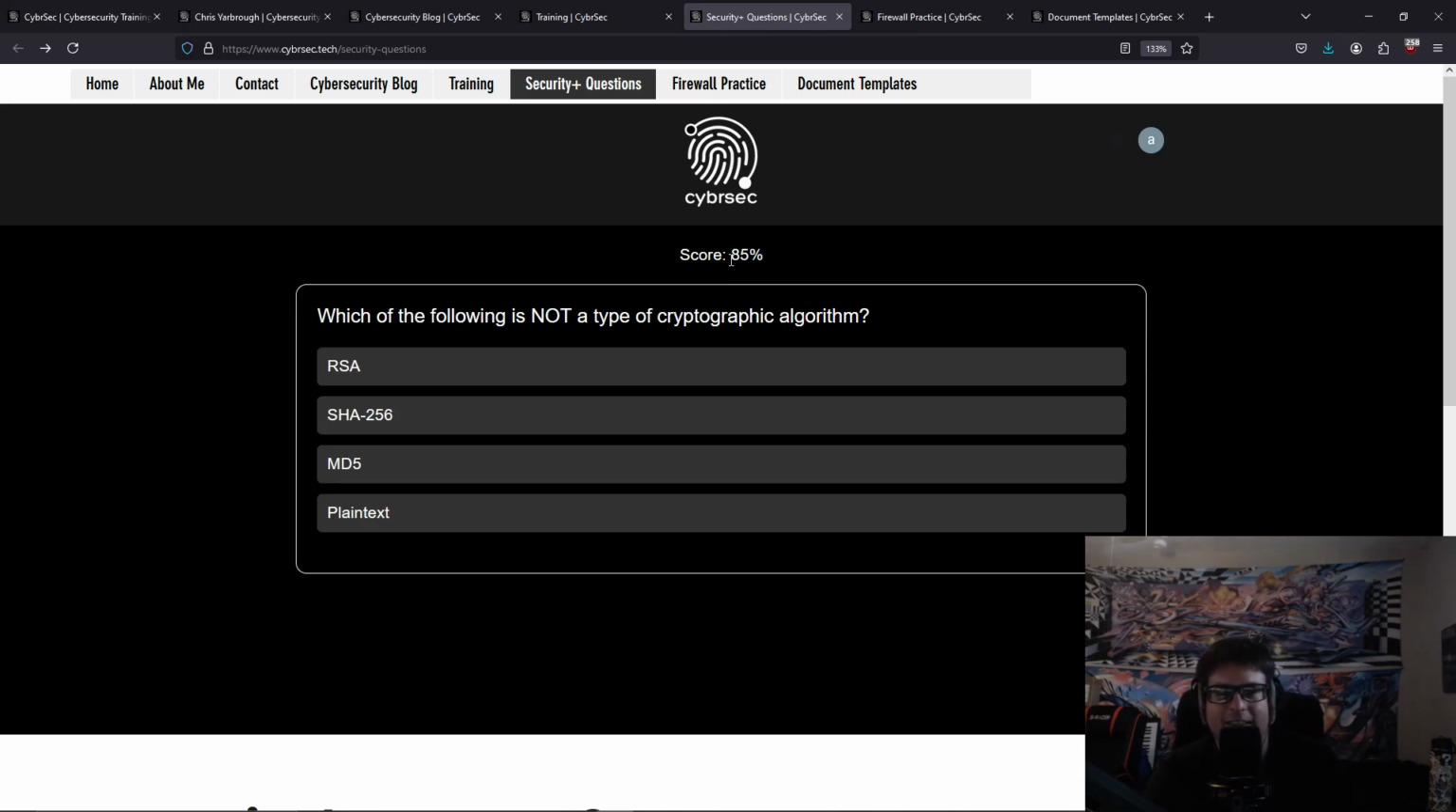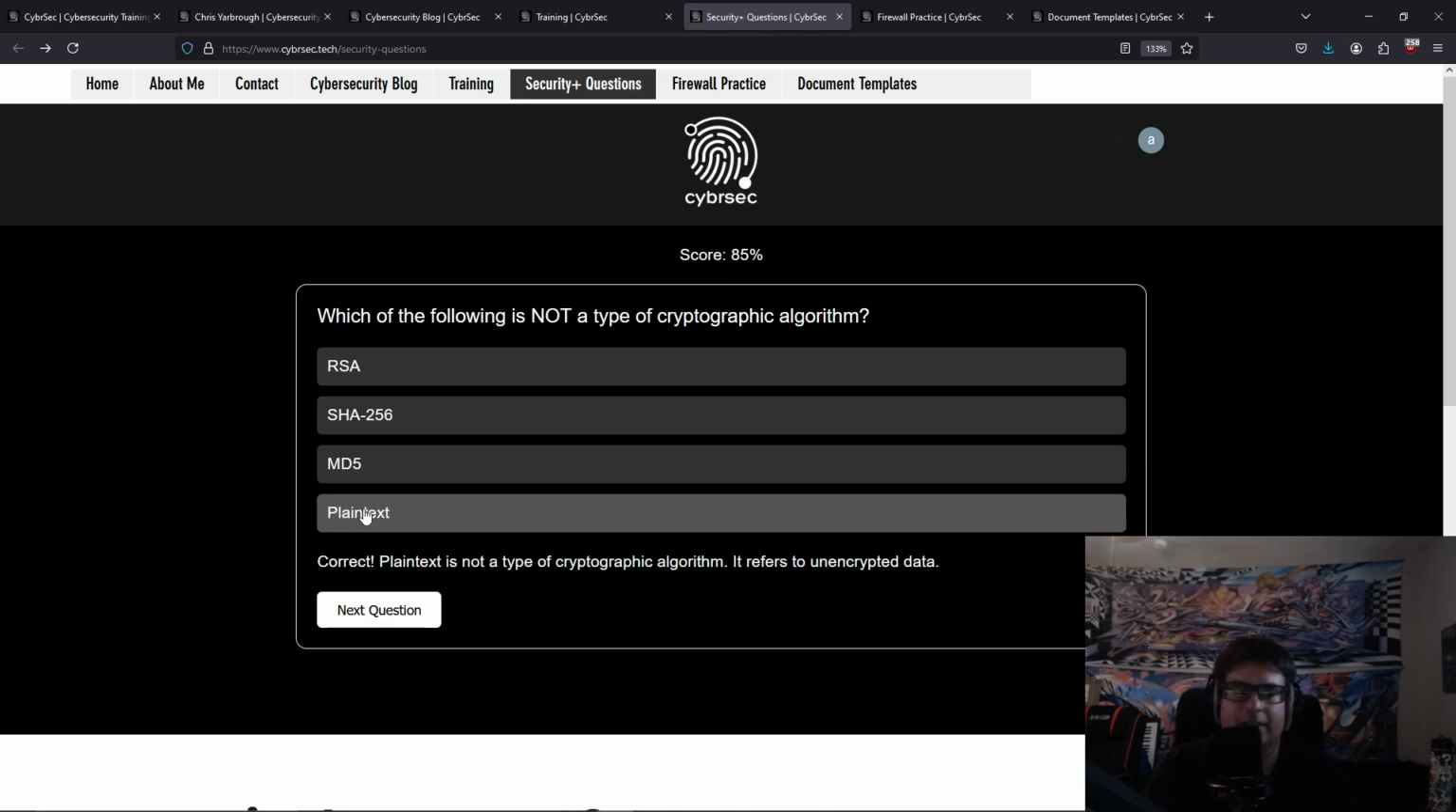Which of the following is not a type of cryptographic algorithm? Is not an algorithm. So A is an algorithm. This is also an algorithm. Plain text is not an algorithm. Correct. Not a type of algorithm. It refers to unencrypted data.